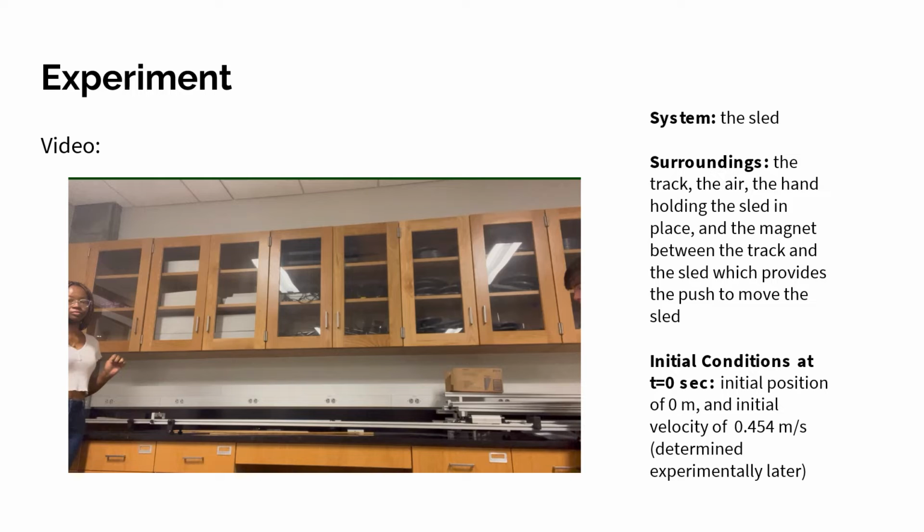Initial conditions at t equals 0 would of course be an initial position of 0 meters and an initial velocity of 0.454 meters per second, which is experimentally determined later. Next, I'm going to track the position of the sled between equivalent time intervals in an online tracking program to create a position versus time graph.